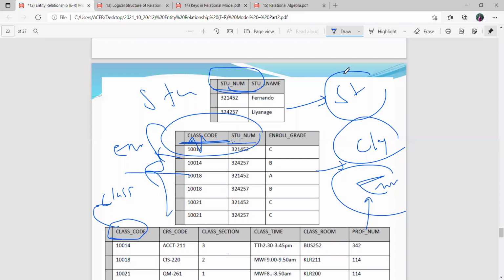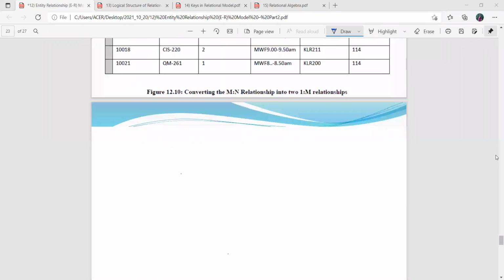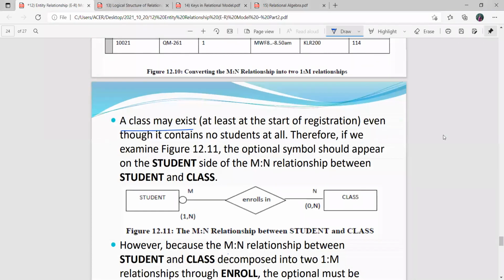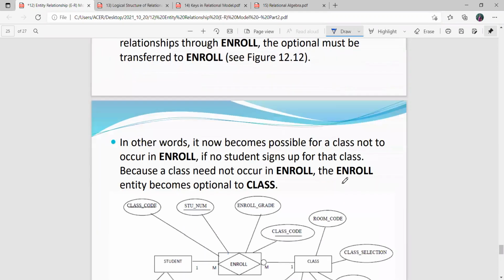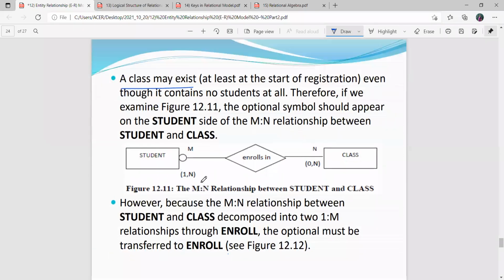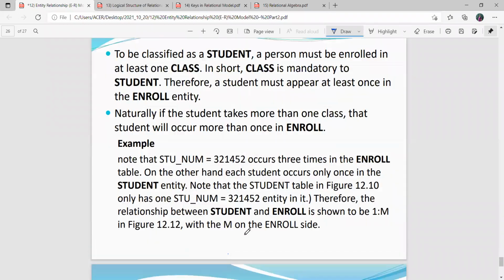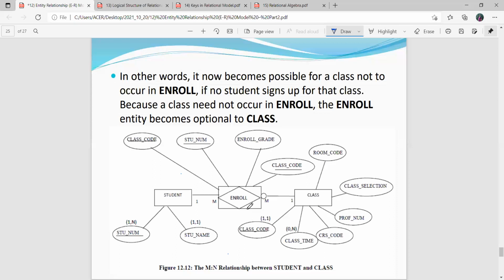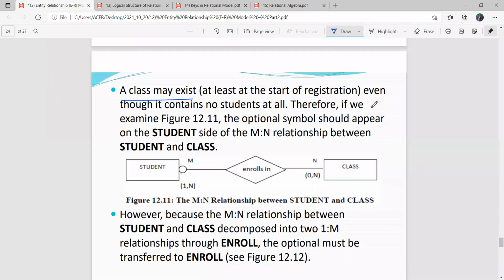Okay. Is it clear? Then a class may exist even though it contains no students at all. Therefore, the optional relationship is one. Okay, so this is the whole thing about this composite relationship.